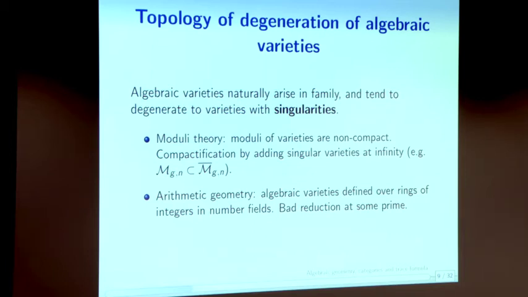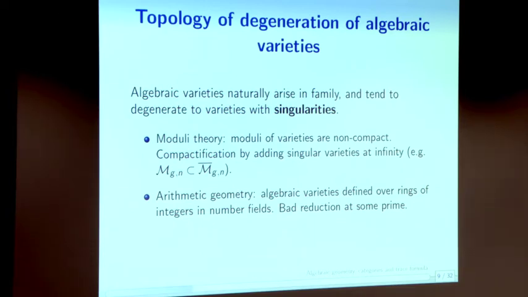So I give you here two examples where you have this degeneration from a smooth variety to a singular one. The most famous one is the compactification of the moduli space of Riemann surfaces of genus g with n marked points, where to compactify, you add at infinity some singular curves with ordinary singularities, for instance. So that's the first example. In moduli theory, when you want to construct moduli of algebraic varieties and you want these moduli to be compact, you have to add at infinity, most of the time, singular varieties.